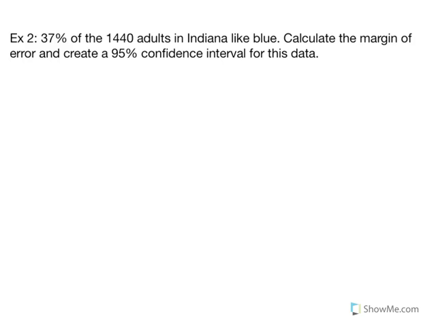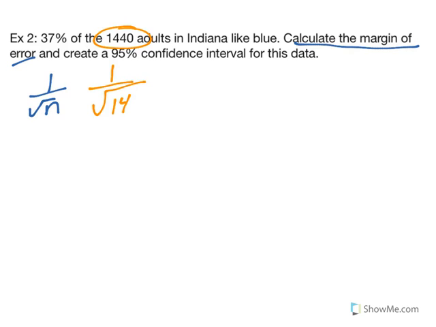Okay, so let's go back to what we did earlier. 37% of the 1,440 adults in Indiana like blue. Calculate the margin of error. Okay, so it's a two-part problem. Let's do the margin of error first. So I know the margin of error is 1 over the square root of n. Notice how my sample size is 1440. So I get 1 over the square root of 1440. So when you do that, you should get 0.026.